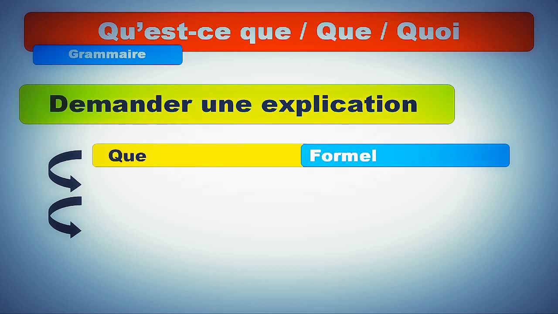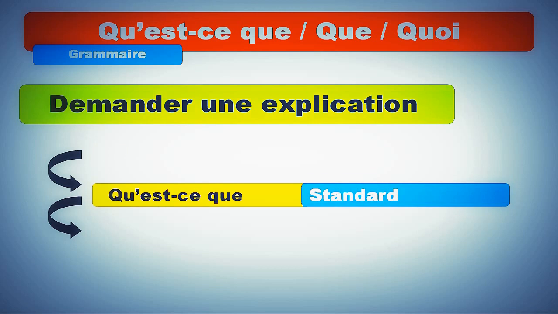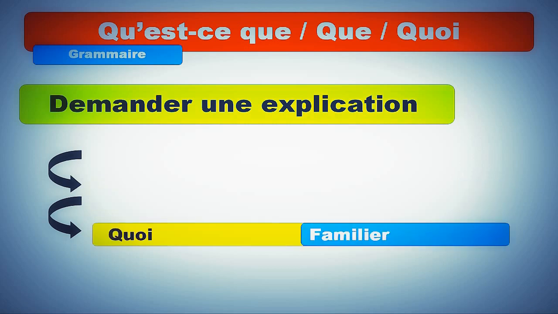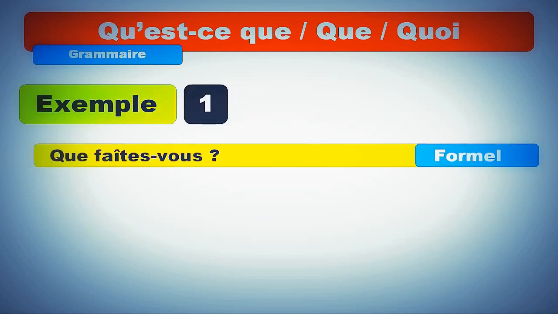So usually we use qu'est-ce que or quoi when we want to ask for an explanation regarding something. The most polite form, if we can say that, is the use of que, okay? The second form is qu'est-ce que, the basic form that we usually use when we speak. And then the third form is the use of quoi, which is considered as familier, as we say in French. So first example, if you want to ask what a person is doing, you can ask the first question, which is the more polite one.